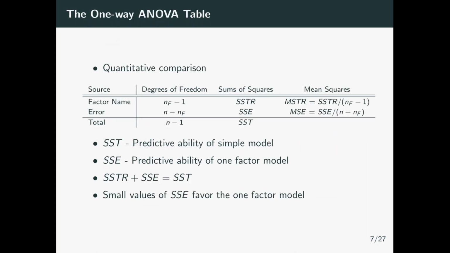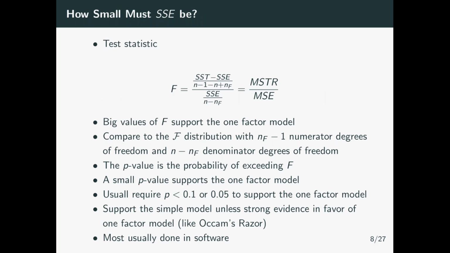All right. Small values of the sums of squared error favor the one-factor model over the simple model. But how small is small? How small must it be before we favor the one-factor model over the simple model? And the answer is you can't define it in an absolute global sense. You can only define it in a relative sense, relative to the total sums of squares.